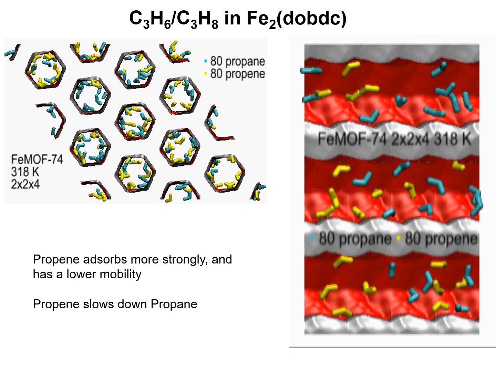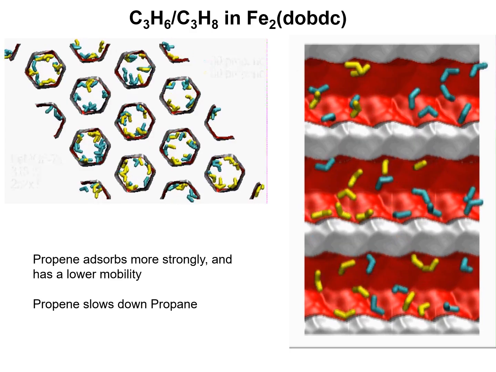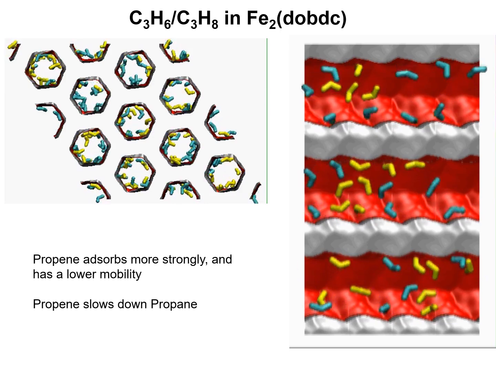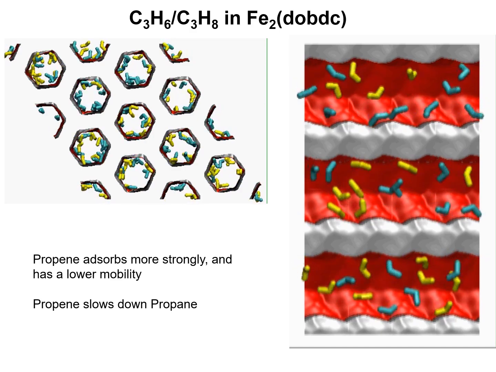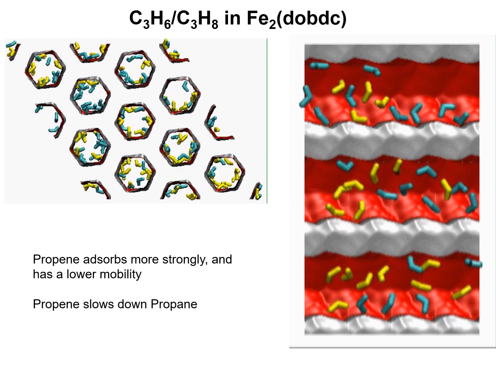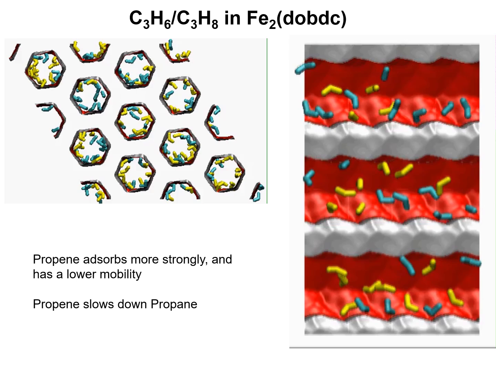Let's examine how propene and propane traverse along the hexagonal channels of iron MOF-74. Propene is the yellow colored molecule. It is most strongly adsorbed due to pi interactions with the unsaturated iron atoms that are located along the vertices of the hexagonal channels. Propene exerts a slowing down effect on the mobility of propane, and this slowing down effect has important consequences for membrane constructs using iron MOF-74 for propene-propane separations.